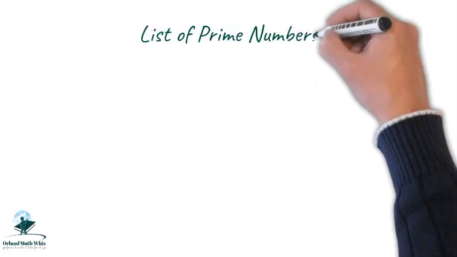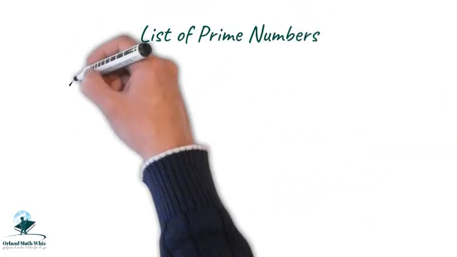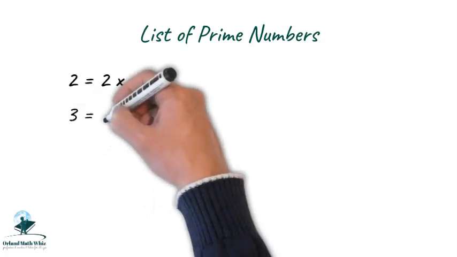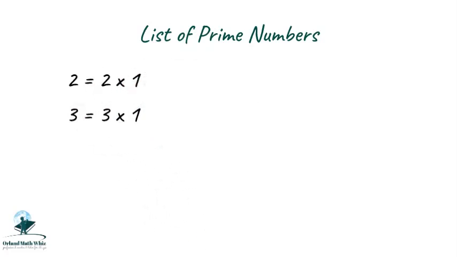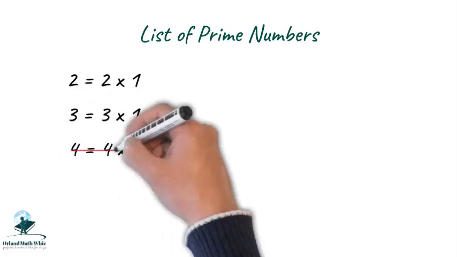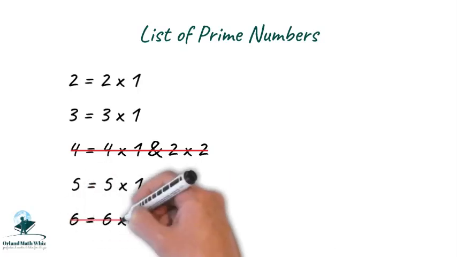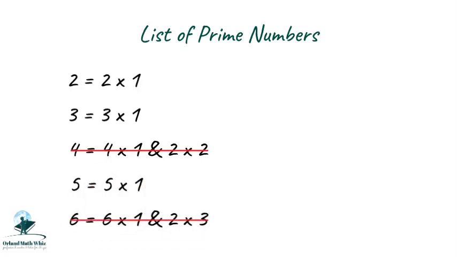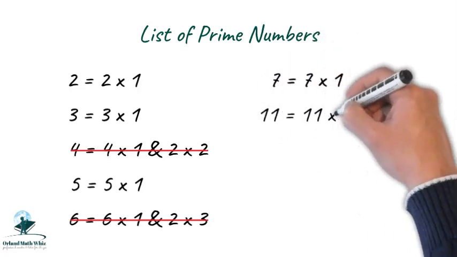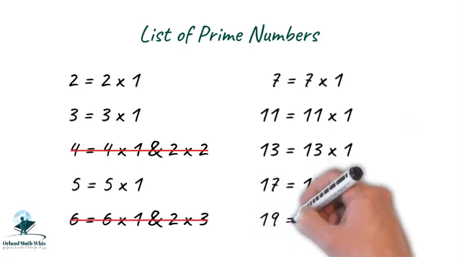Let's list the first few prime numbers. Again, 2 is the first prime number. 3 is the next prime number since you can only have 3 times 1 and nothing else. 4 is not a prime number, since not only do you have 4 times 1, you also have 2 times 2. 5 is the next prime number. 6 is not since you have 6 times 1, and 2 times 3. You probably already realize that 2 is the only even prime number, since every other even number can be divided by 2. 7 is the next one, followed by 11, 13, 17, and 19.